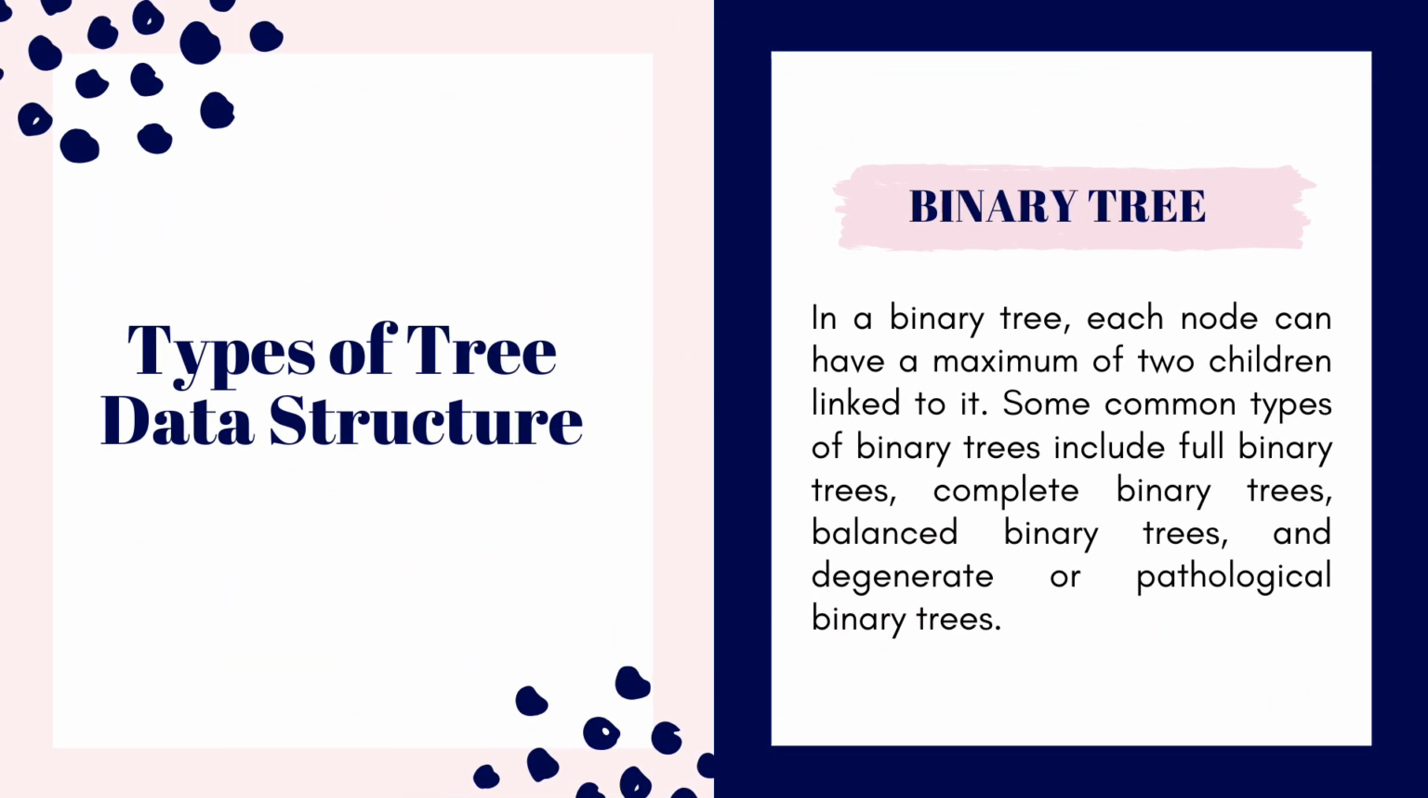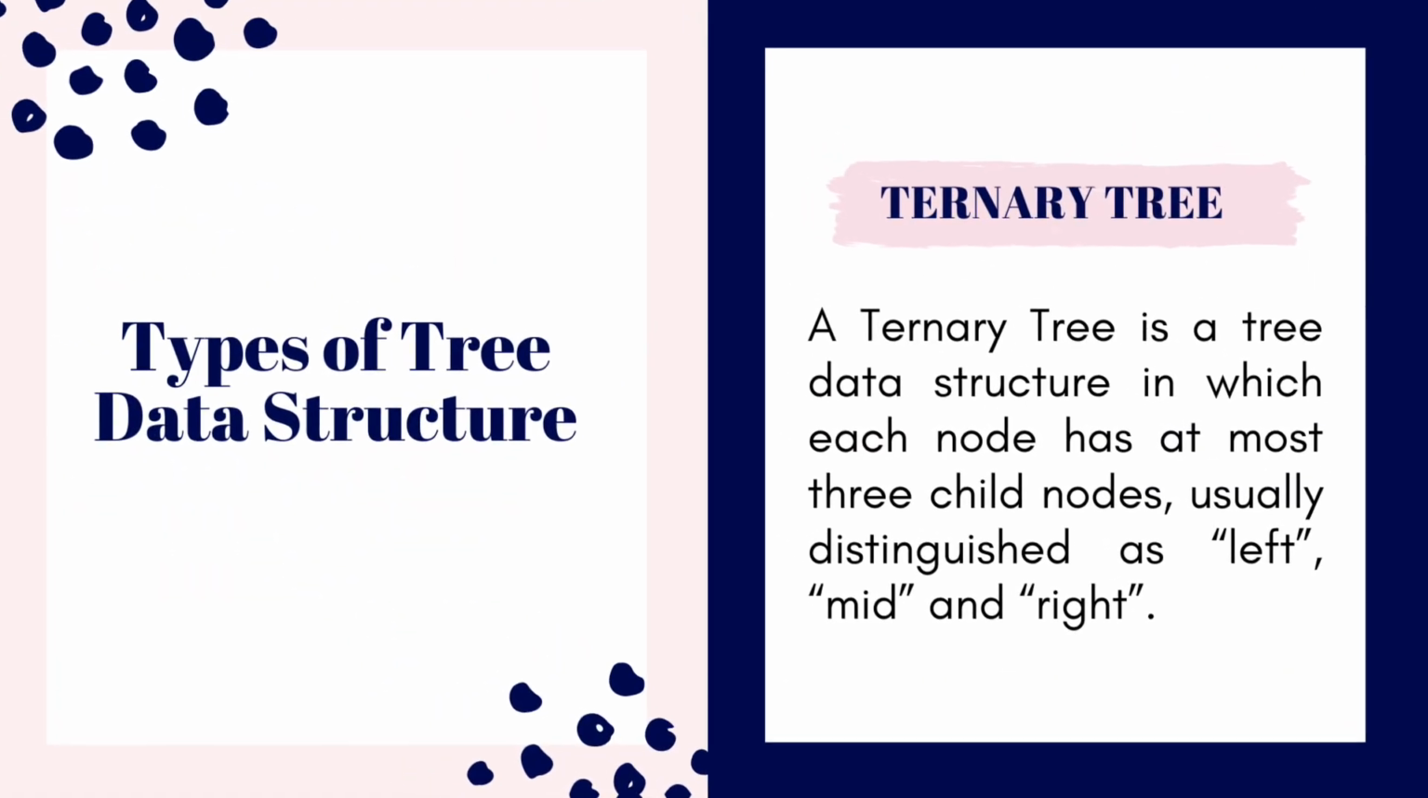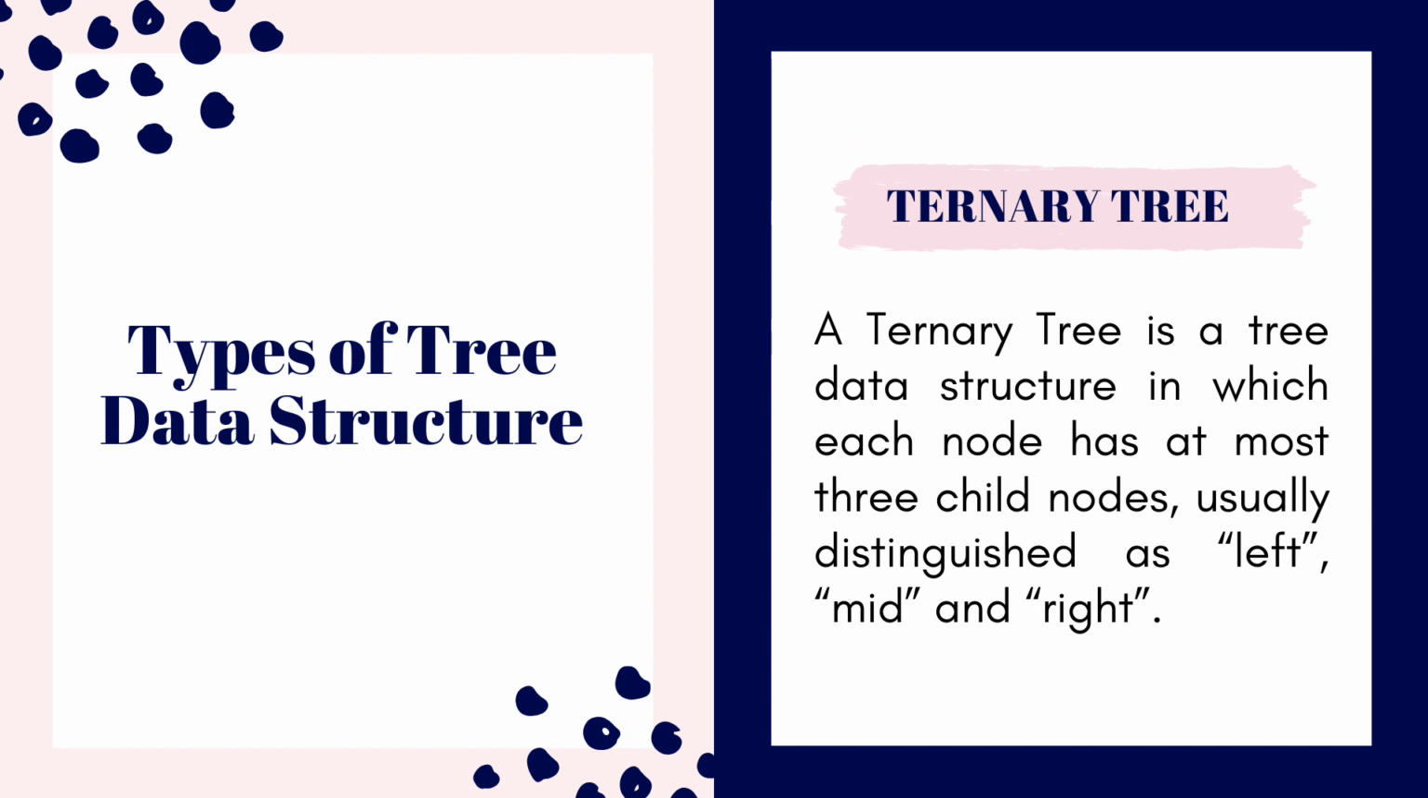Types of tree data structures. Binary tree: in a binary tree, each node can have a maximum of 2 children linked to it. Some common types of binary trees include full binary trees, complete binary trees, balanced binary trees, and degenerate or pathological binary trees. Ternary tree: a ternary tree is a tree data structure in which each node has at most 3 child nodes, usually distinguished as left, mid, and right.